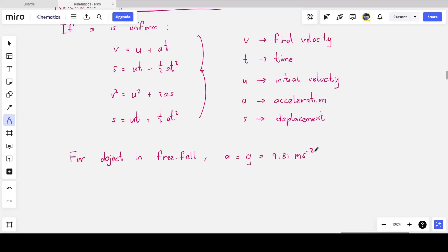So for any object in free fall, A is constant. I want you to remember that it doesn't change. It doesn't matter if the object is moving up or down, etc. If it's in the Earth's gravitational field, it'll feel an acceleration downward and will accelerate with 9.81 meters per square second.